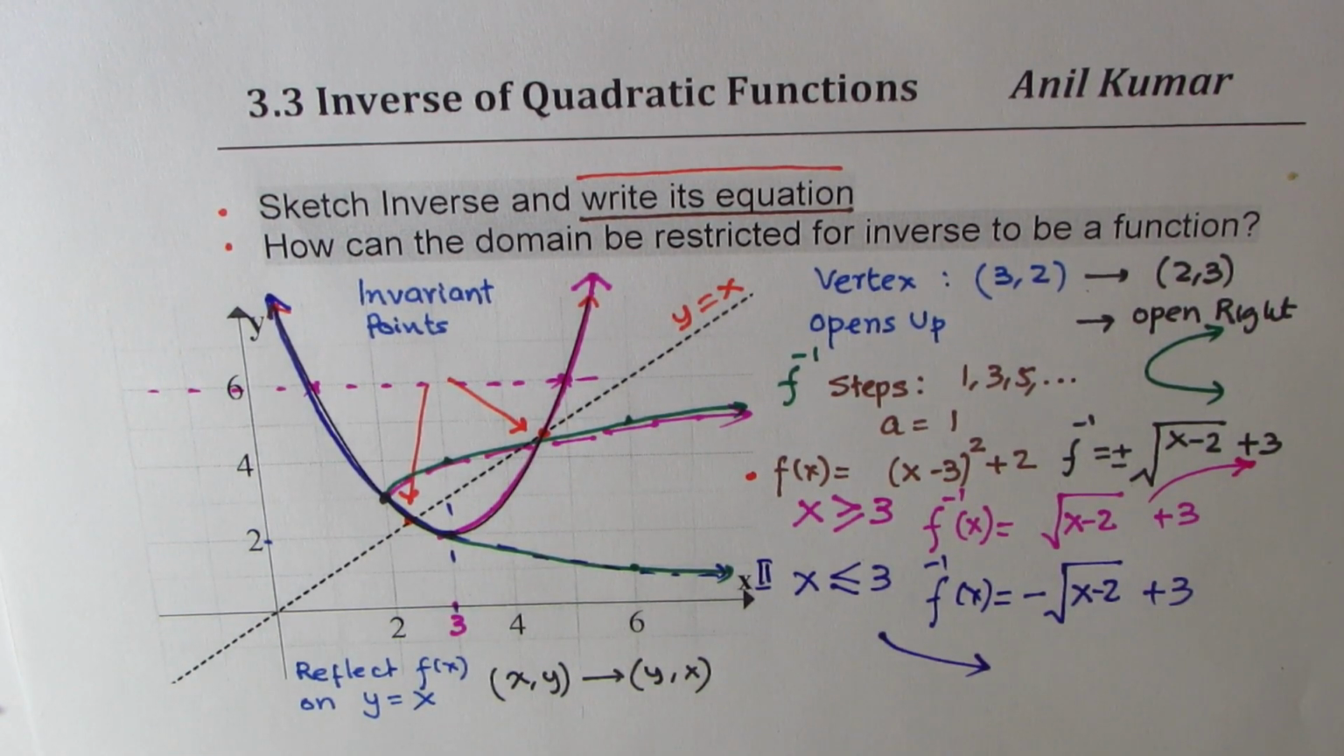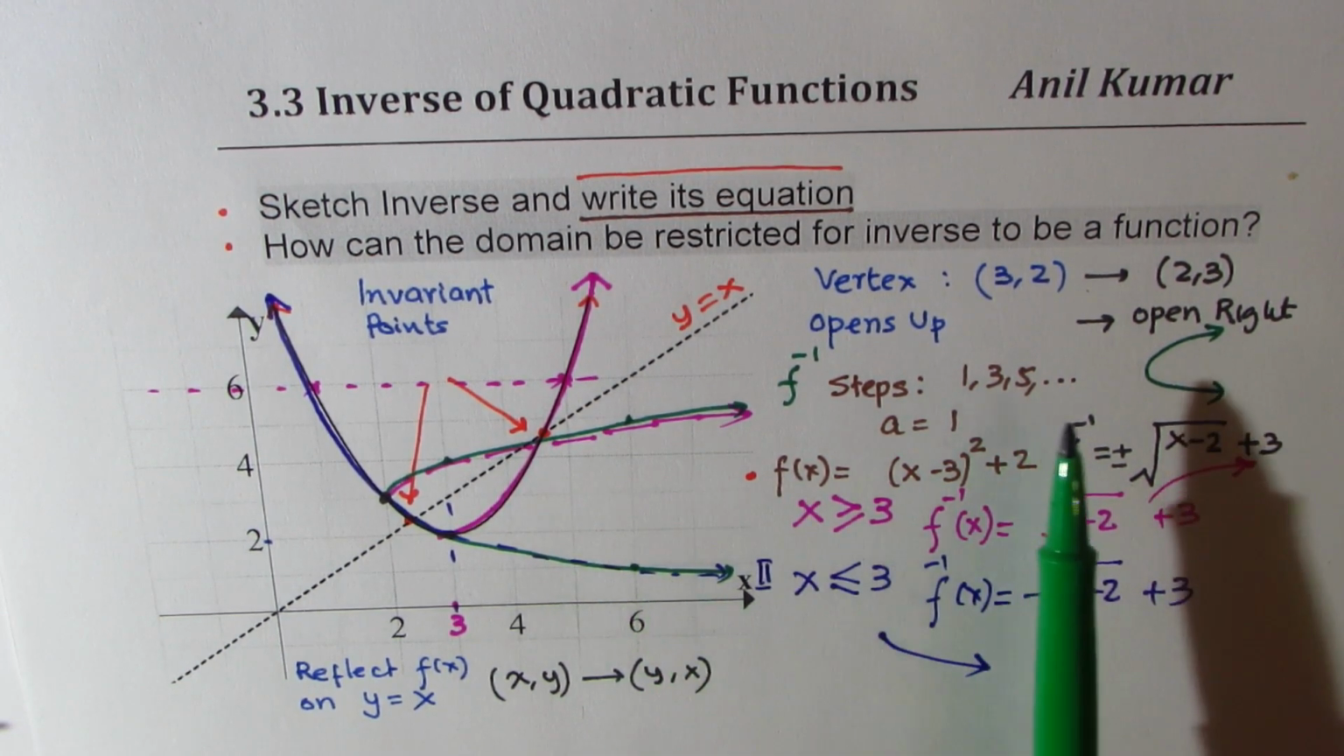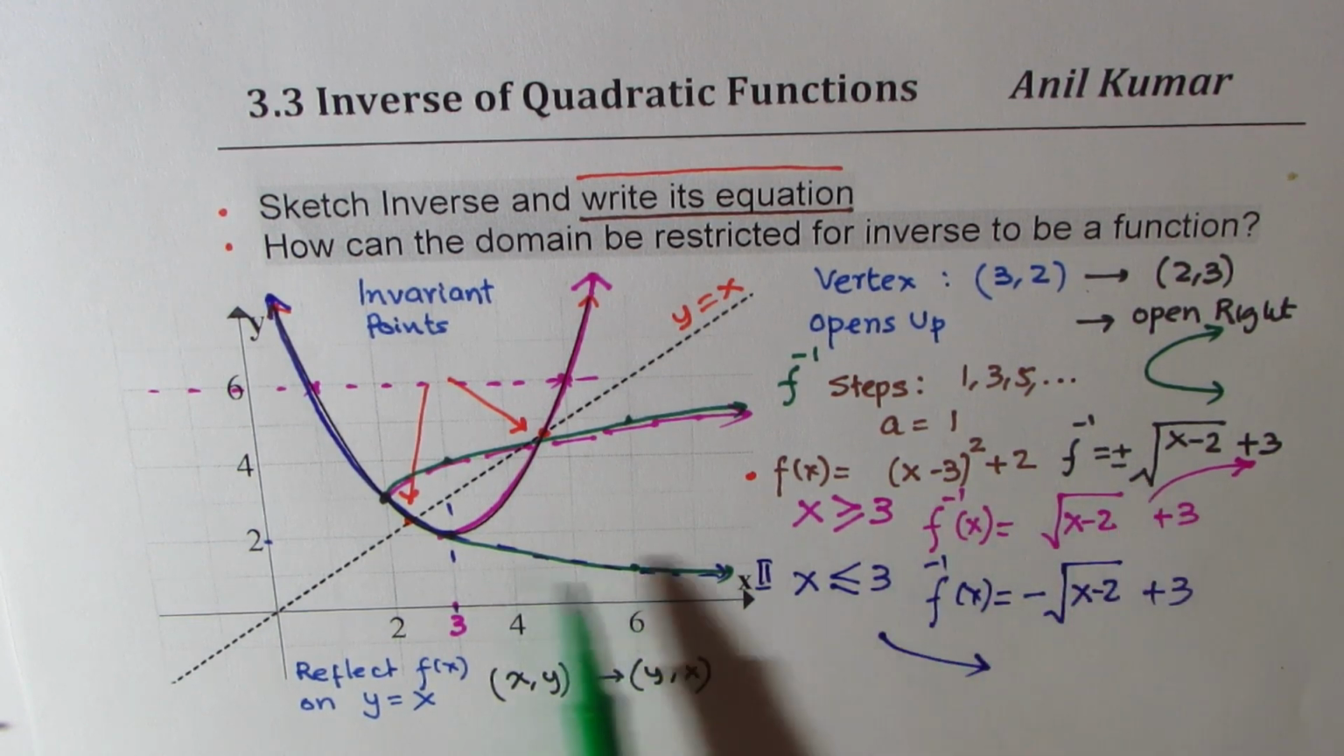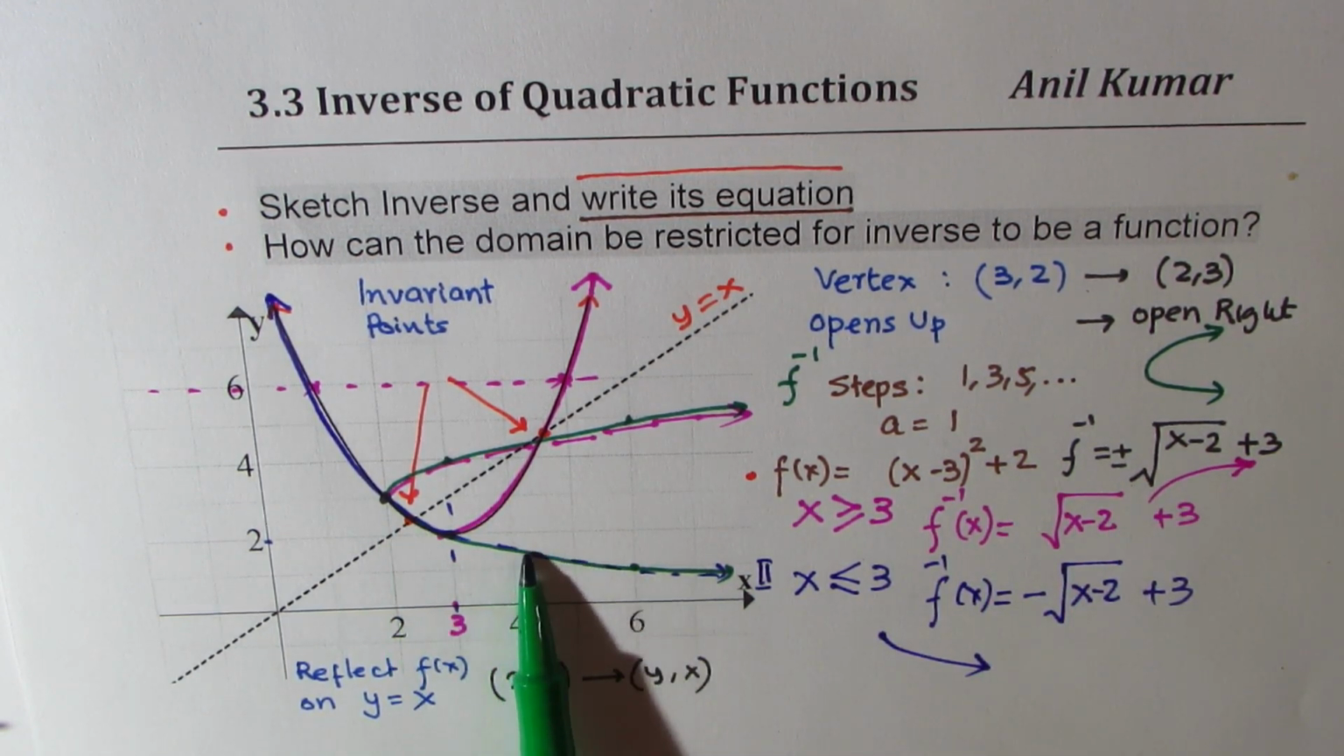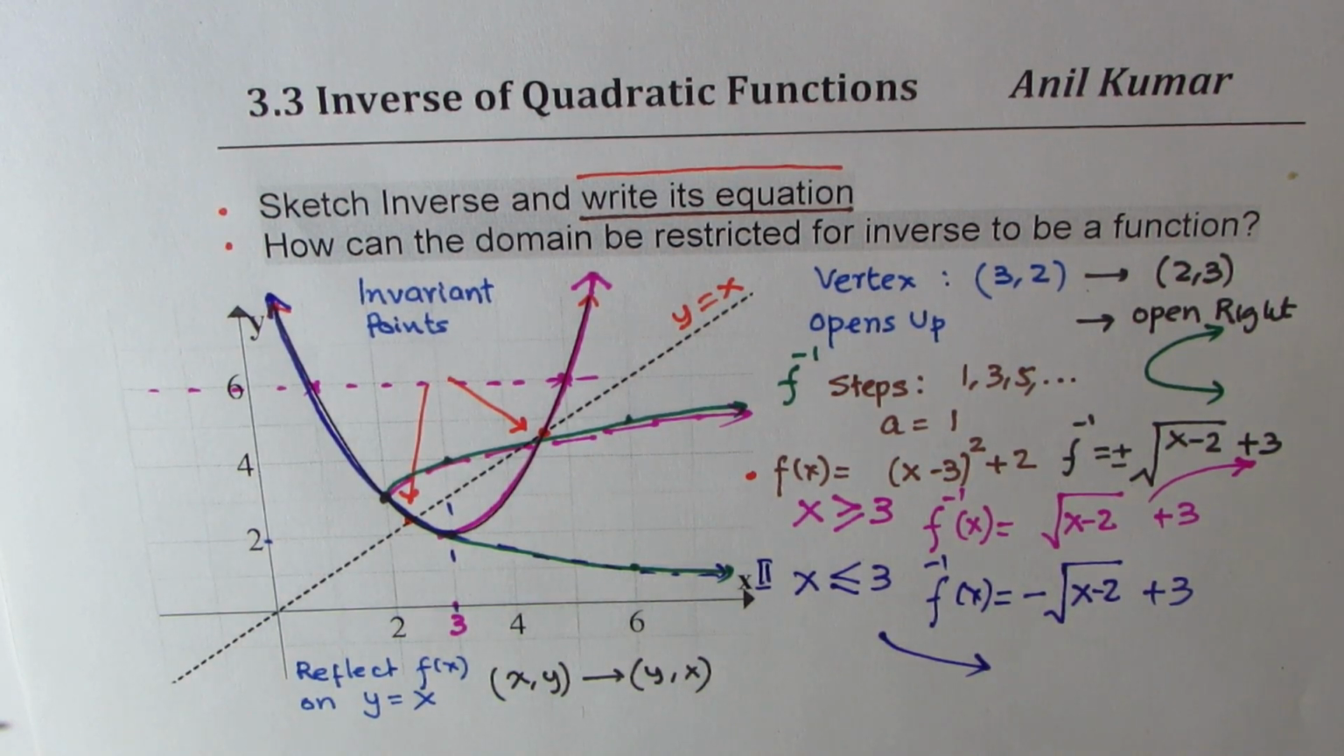So I hope that gives you a lot of insight into how to sketch the inverse of a parabola, the quadratic function, from the graph directly. Also, how to write their equations, and restrict the domain to ensure that the inverse is a function. Perfect. Now, here is another question for you. Treat that as a test question. Try to answer it yourself.